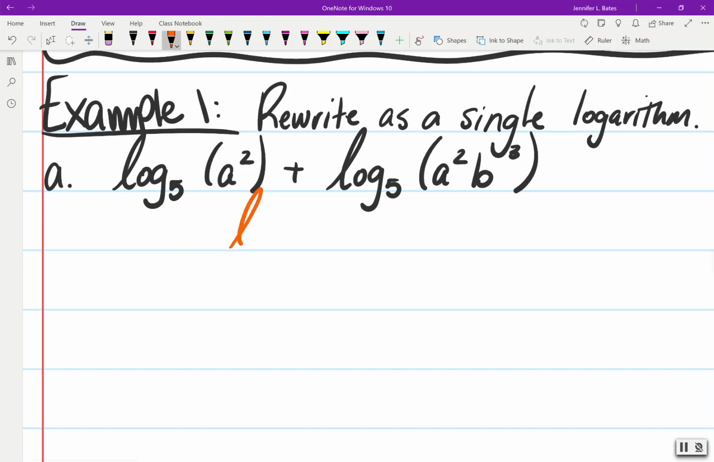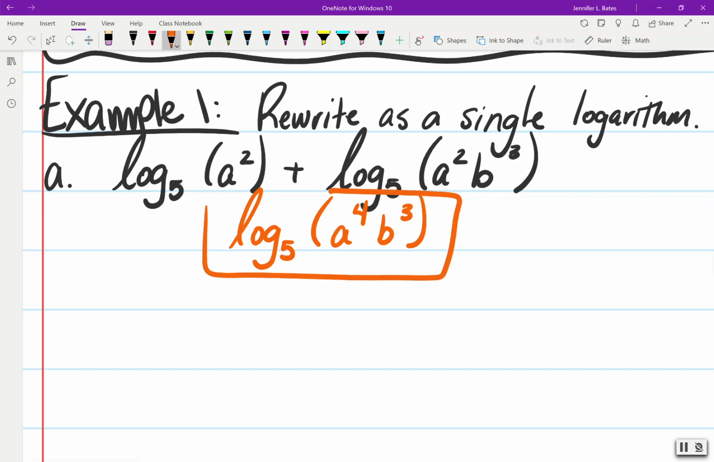So I'm going to come down here, I'm going to rewrite log base 5, and then I'm going to multiply the arguments. So a squared times a squared is now a to the 4th, and then b cubed. And we use property number 1 to combine them. Okay, so property 1. If we have 2 logs getting added, we can combine them by simply multiplying the arguments. Okay, let's do another one.